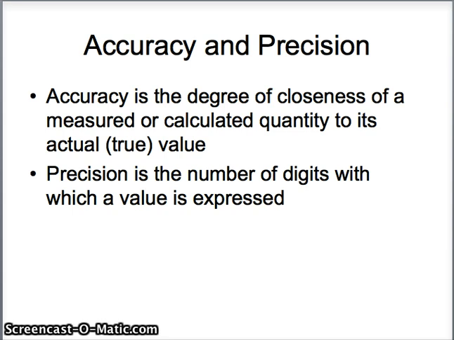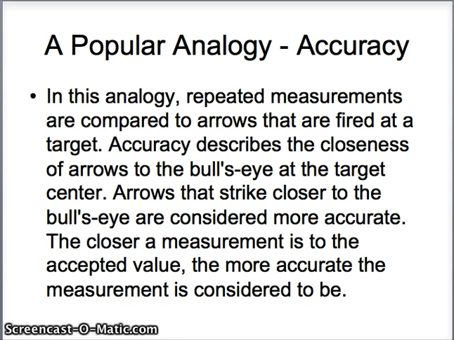Now, what precision means is how many digits you can carry out a particular measurement. The more digits you can carry out, the more precise that value is. A popular analogy that I often see in physics would be an arrow and a target. The bullseye will be the center. If we can consistently hit that bullseye, it's more accurate. Basically, in essence, the closer the measurement is to the accepted value, the more accurate that measurement is considered to be.